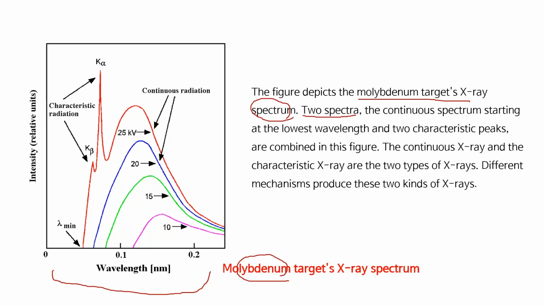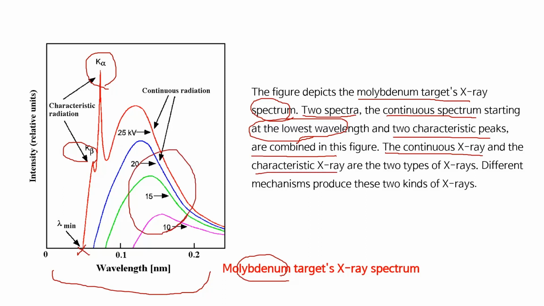Two spectra. The continuous spectrum, starting from the lowest wavelength here, from the minimum, just continuously changing wavelength, and two characteristic peaks, this one, are combined in this figure. So the continuous part is called continuous X-ray, and these peaks are called characteristic X-ray. These are the two types of X-rays. Different mechanisms produce these two kinds of X-rays.